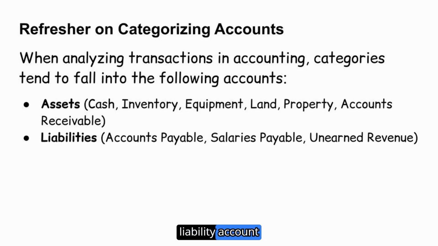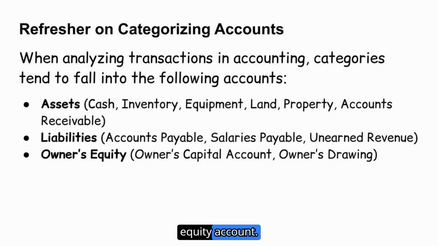There's also the liability account unearned revenue, also known as unearned fees, which is when someone pays you before you actually provide the service. The third account we want to keep an eye out for is the owner's equity account. Is the owner of the company putting money into the company? If yes, then it's the owner's capital account. If the owner of the company is withdrawing money from the company, it's the owner's drawing account.